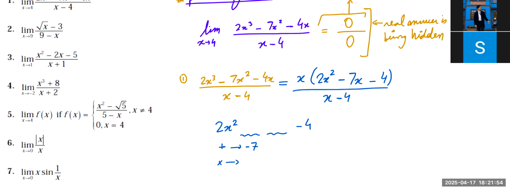So add up to -7 first of all. Remember the signs, they're important. And multiply to -4 times 2. Yes, don't forget that. So which two numbers would multiply to -8 and add to -7?